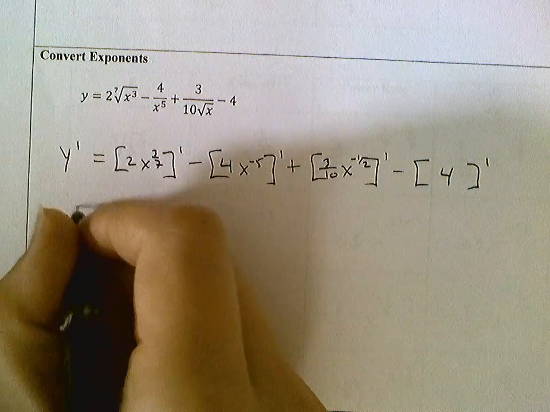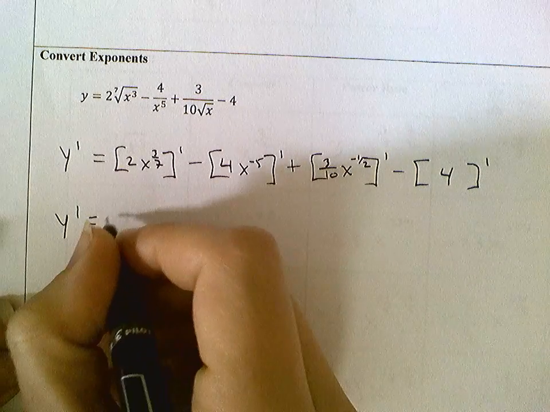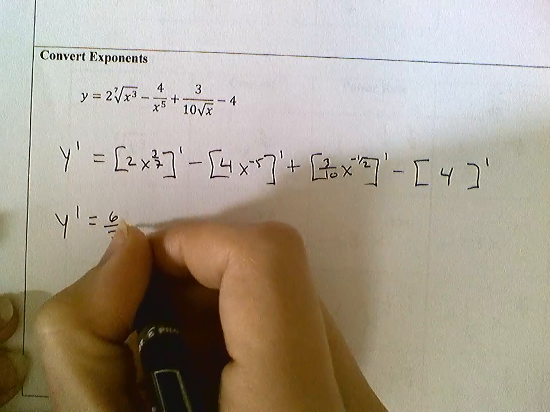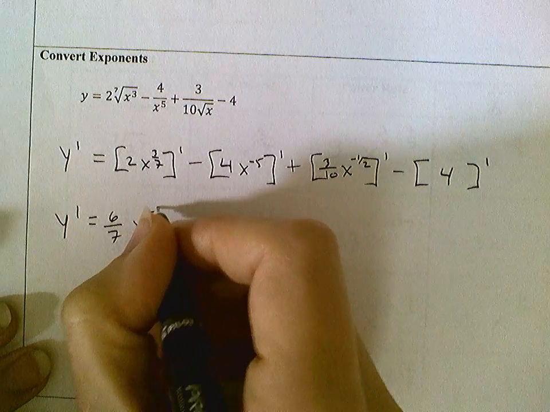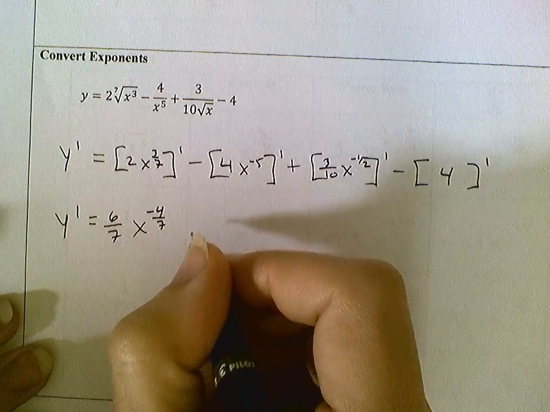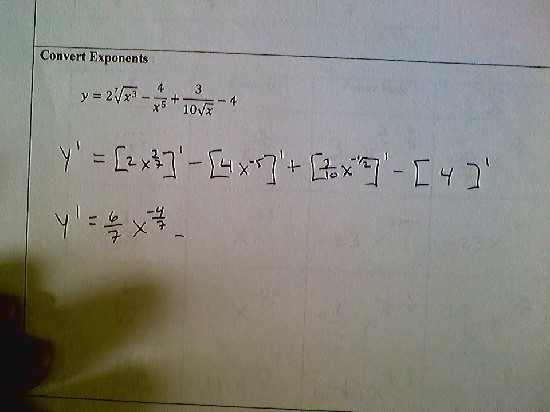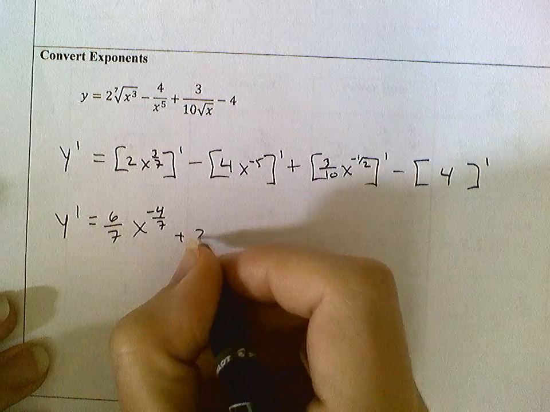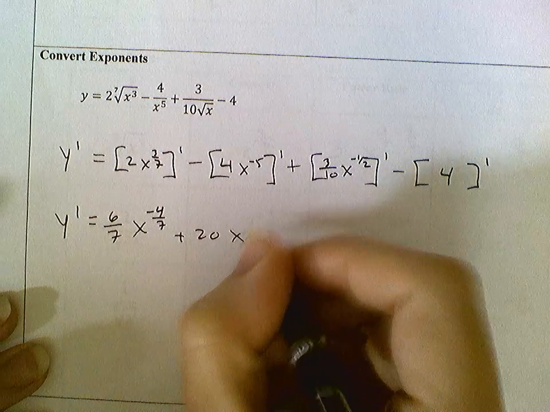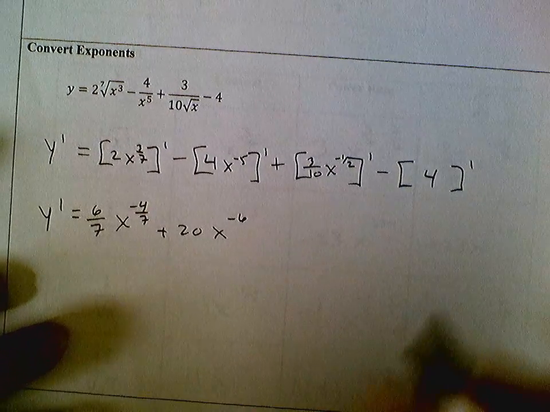Okay, so we get that y prime equals 2 times 3/7 is 6/7 times x to the 3/7 minus 7/7 is negative 4/7, minus 4 times negative 5 is negative 20, but we're subtracting it, so that's going to be plus 20 x to the negative 6th, because I subtracted 1 from negative 5.